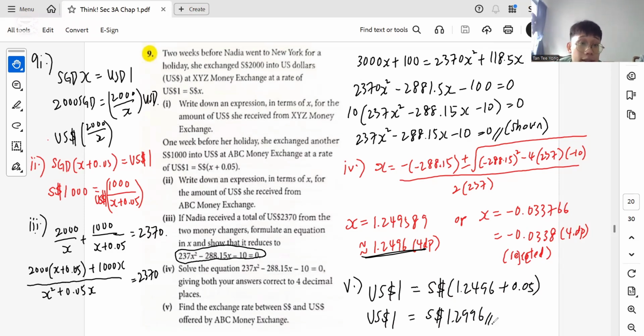1.2996. Okay, can? If you want to round off to 3 SF, it's also can. But because in part 4 they tell us to give the answer to 4 decimal places, I will assume that it's fine to leave my answer as 4 decimal places as well. If not, you can also change it to US $1 equals Sing dollar 1.30. So this is the 3 SF. Okay, so this is 4 DP. All right, with that, this is it for question 9, and it's the last question for exercise 1E.